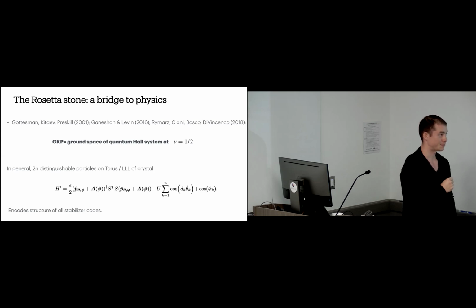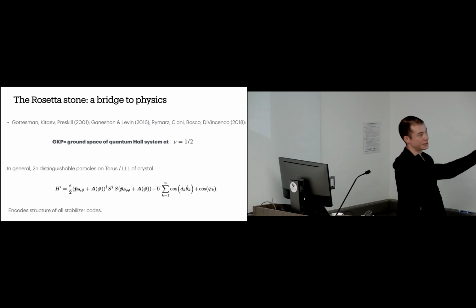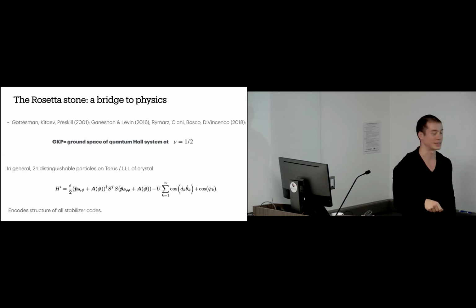This was realized by Gottesman-Kitaev-Preskill, and Ganesh, Levin and Rimatz, DiVincenzo et al. also had a paper where they realized that you can build an understanding of the GKP code as the ground space of a quantum Hall system for a qubit at filling fraction 1/2. Filling fraction here just means how many flux tubes pair with electrons. Or if you want qudits, then it's simply 1/d.